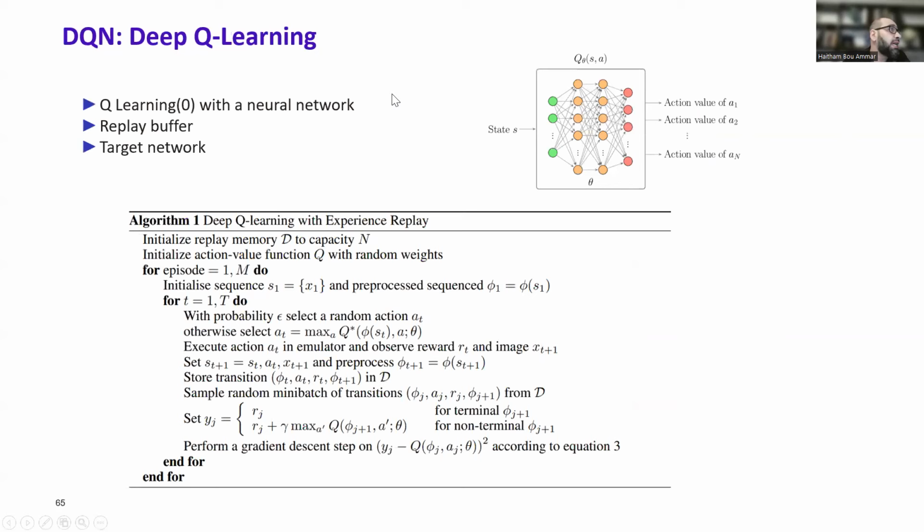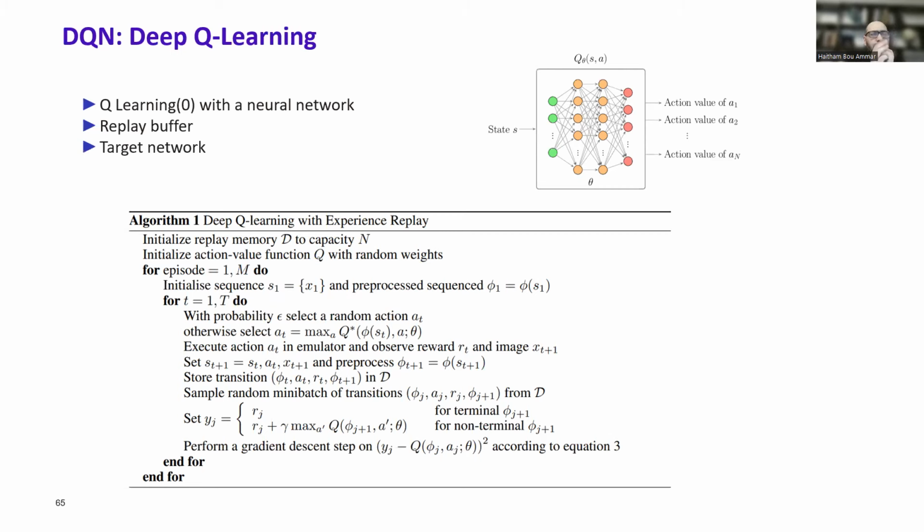So it had three main components. First of all, it was the application of Q-learning, but it used neural network estimation to represent the Q function. It had a replay buffer, and that replay buffer was storing state, action, successor states, and rewards. And then they had a target network to stabilize the training a bit.